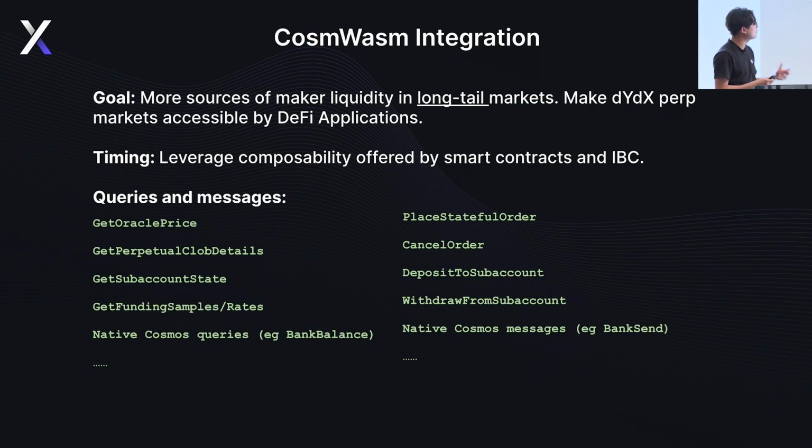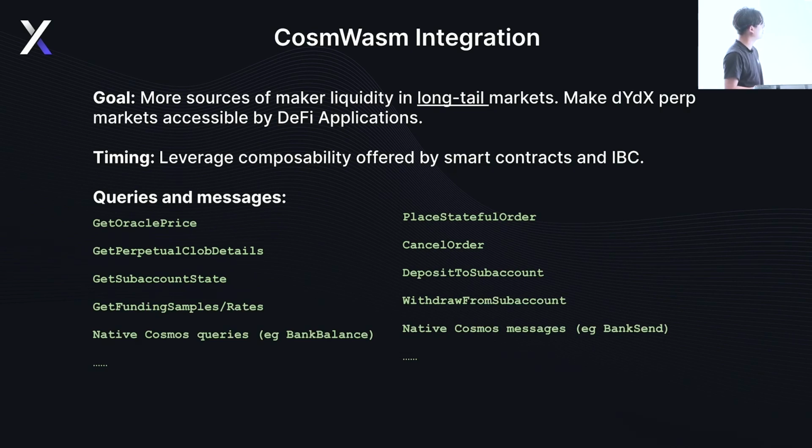So in terms of the timing right now, composability has always been on the mind, but due to the architecture of v3, which is on a specialized layer 2 with a centralized order book matching service, it just didn't make sense to invest in composability back then. But now with this move to Cosmos, with native composability offered by smart contracts and IBC, we're pretty bullish on the future of DeFi applications composability here.